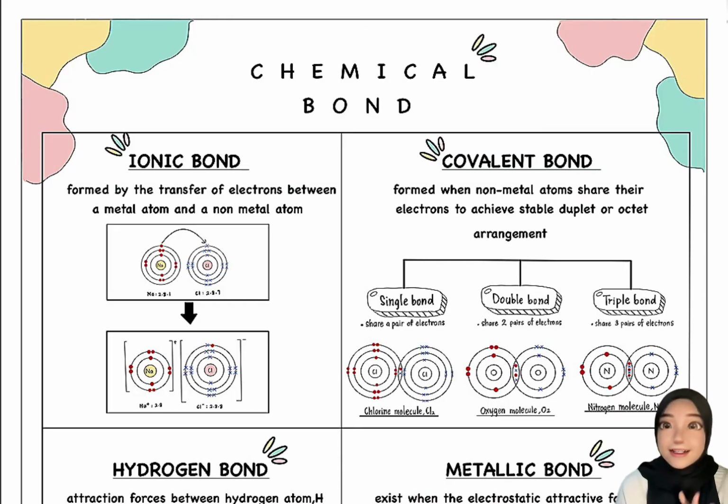And I think that is all for our lesson today. We have learned the types of chemical bonds and the physical properties of ionic and covalent compounds.